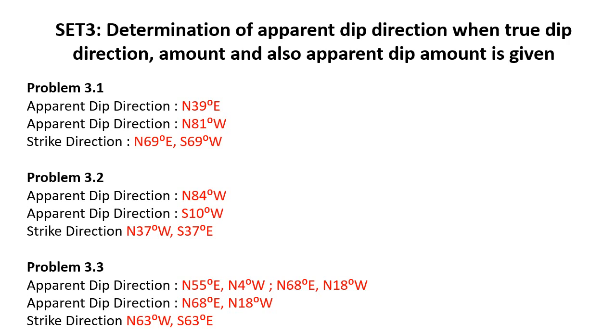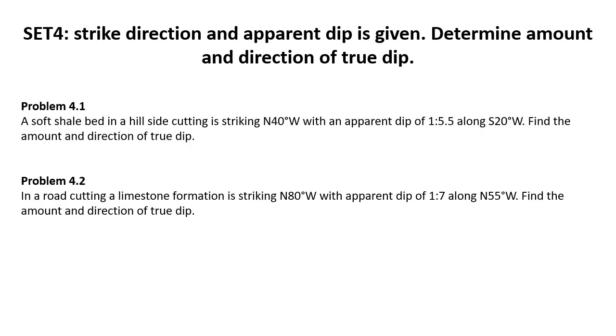Okay, next we will solve set 4. In set 4, the strike direction is given and the apparent dip is given. We have to find the amount and direction of true dip. In all the rest of the problems, in all the sets, the strike direction was not given and we found the strike direction, but here in this set the strike direction is given and we are going to find the amount and direction of true dip from the strike.